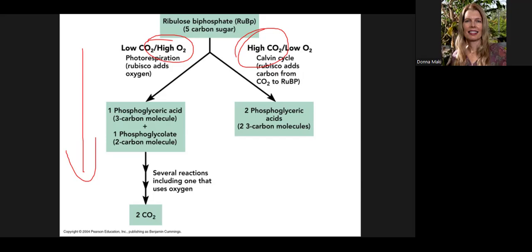So what they say is that it's a competitive reaction between CO2 and oxygen. It's competitive. Whatever Rubisco is surrounded by, whatever's more available, that's what comes into the active site. So there's many enzymes that are like that, where it's a competitive thing of what ends up in the active site.